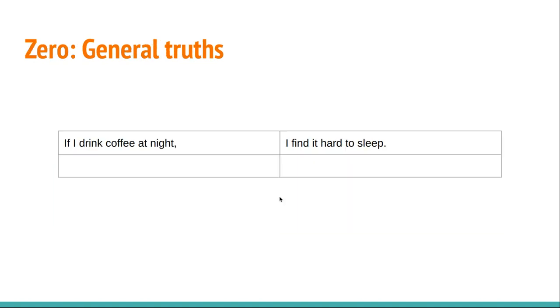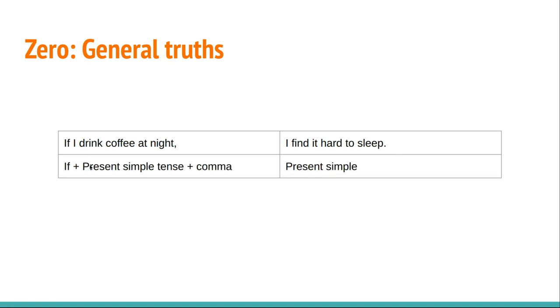Now, let's talk about the zero conditional. Zero conditional is used for general truths, so things that happen, things that are. If I drink coffee at night, I find it hard to sleep. And to express a general truth, we are going to begin our conditional with if. Okay, so if is one of the many choices that we have. It's the most usual, let's say.